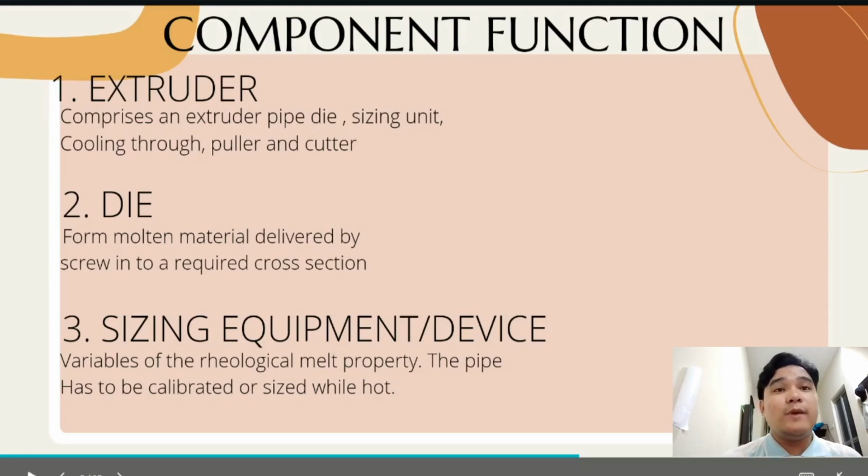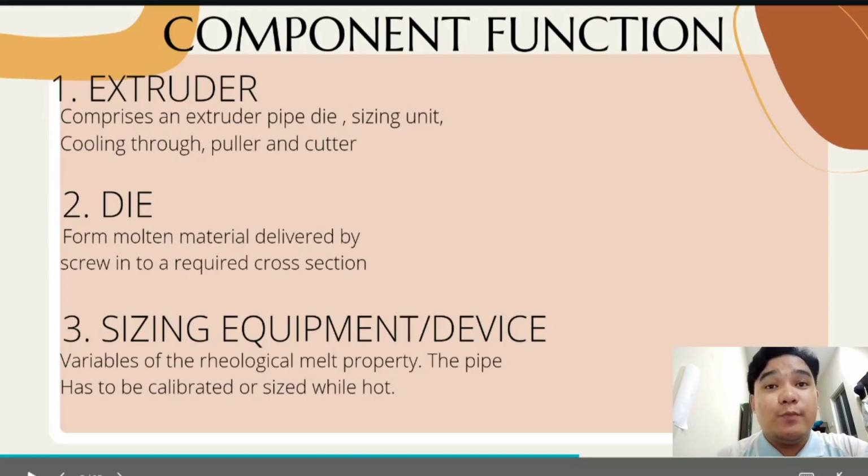For my presentation, we have six components, which are the extruder, die, sizing, cooling bath or cooling water trough, puller and cutter. The first is the extruder, which we know as the pipe extrusion line. The pipe extrusion line comprises an extruder, pipe die, sizing unit, cooling trough, pulling and cutter. Next, the pipe extrusion die is to form the molten material delivered by the screw into a required cross section.